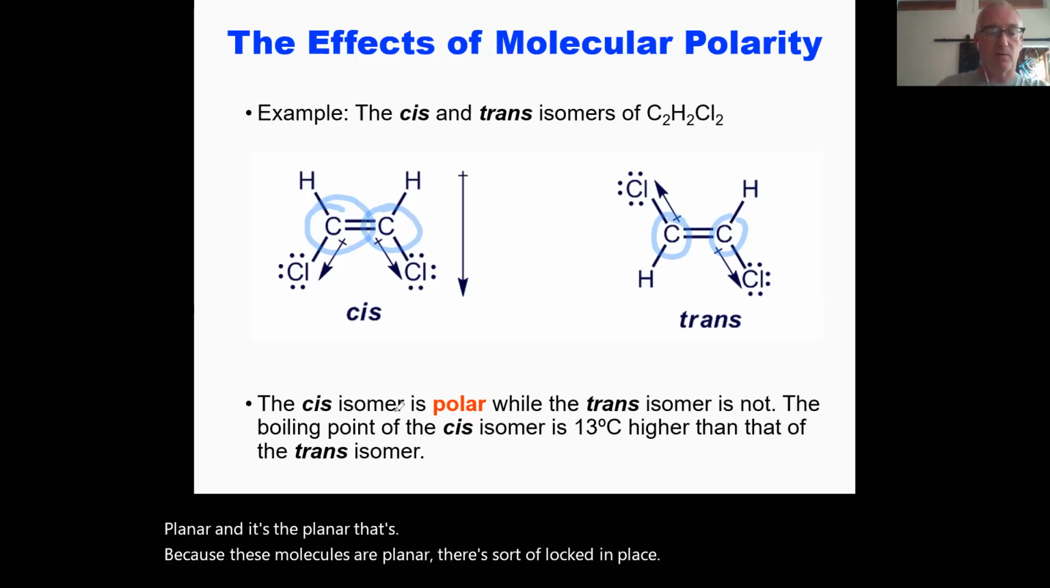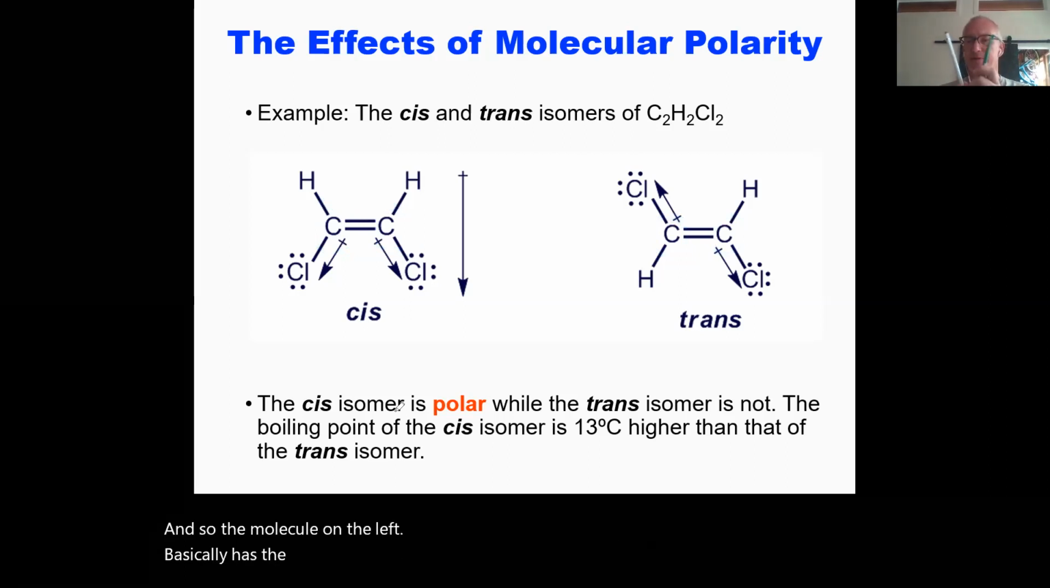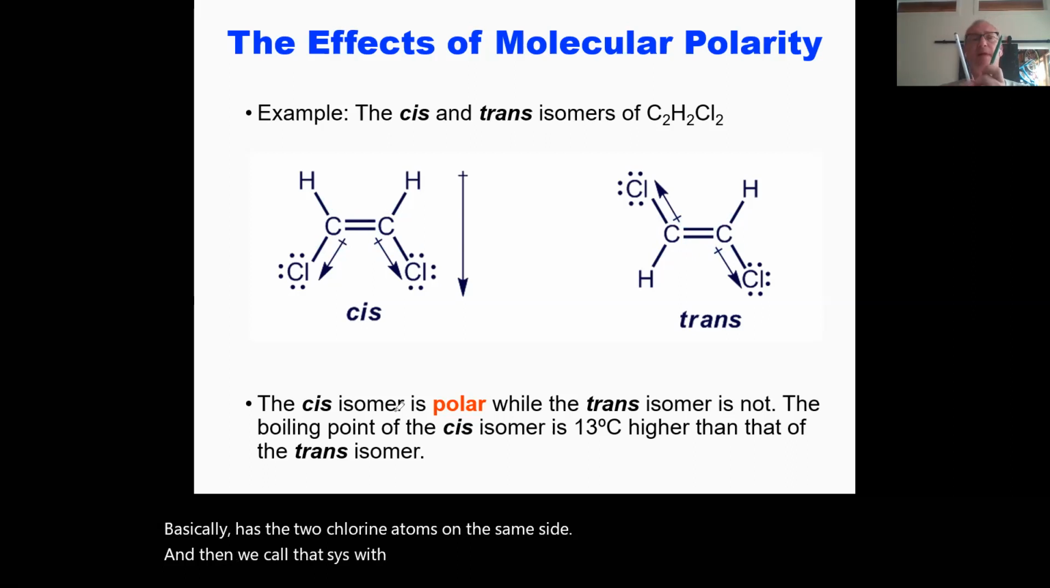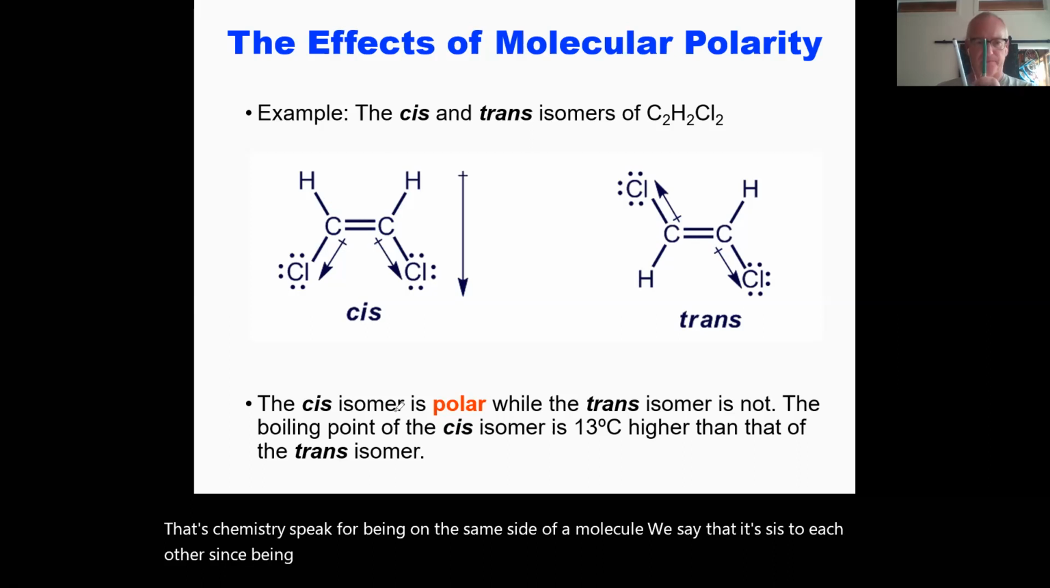And so the molecule on the left basically has the two chlorine atoms on the same side. And we call that cis. When something's in cis, that's chemistry speak for being on the same side of a molecule. We say that it's cis to each other, cis being same, right? So they're on the same side, so they are close to each other.